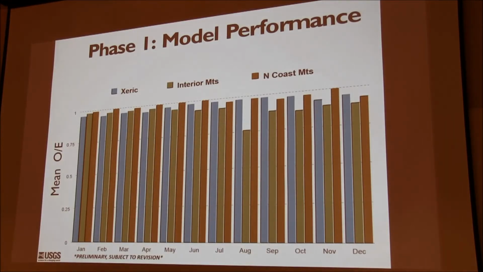So here's the model performance from phase one. We have the mean O over E on the y-axis, and on the x-axis is month, going from January to December over here. Each one of these represents a regional model for that month. And the top line there is a mean O over E of 1.